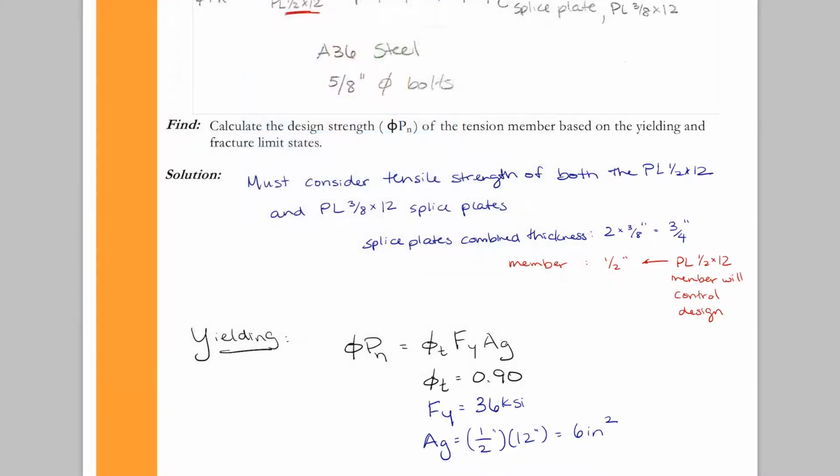We can go through our calculations, and we see that phi Pn totals 0.90 times 36 ksi times 6 inches squared. That gives us a total design strength in yielding of 194 kips. All right, that covers our yielding limit state. Now the next limit state we're concerned about is fracture.